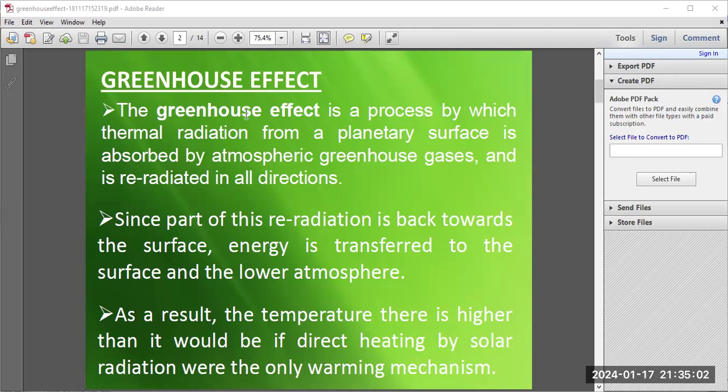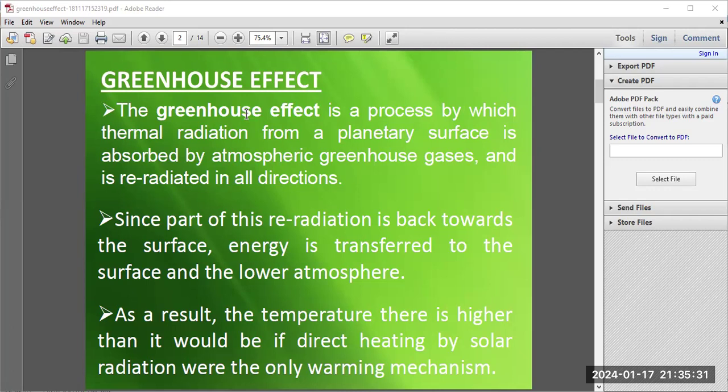Welcome, all. In today's lecture, we are going to study greenhouse gases and the greenhouse effect on the surface of the Earth. So today's lecture is based on the greenhouse effect. What is meant by the greenhouse effect? The greenhouse effect is a process by which thermal radiation from a planetary surface is absorbed by atmospheric greenhouse gases and is radiated in all directions.